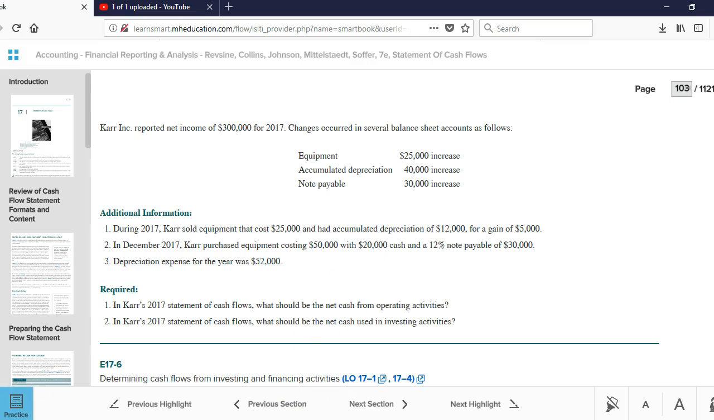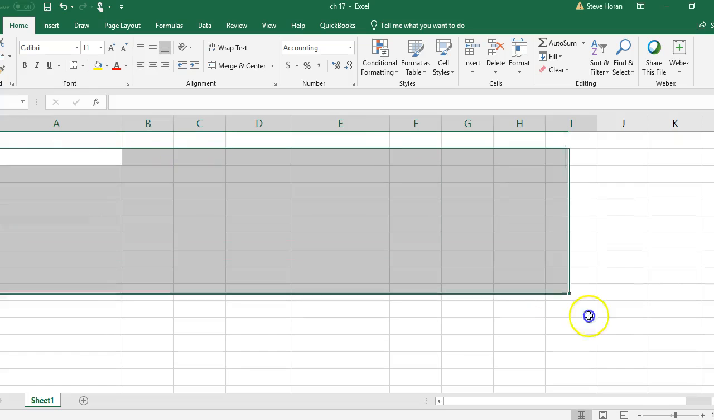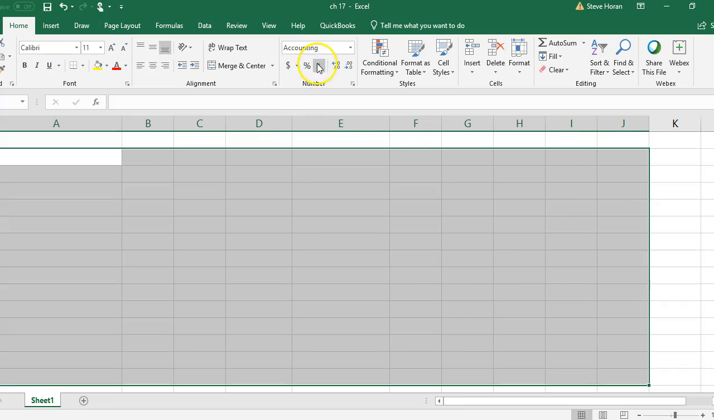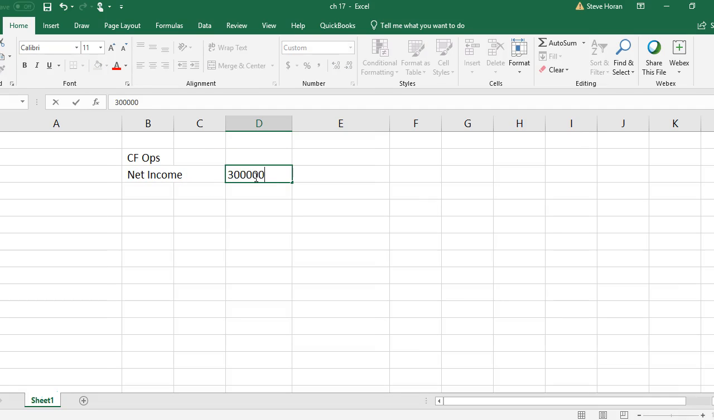Let's do the cash flow from operations first. Let me scroll down to a new area here. Let me format this. Okay, so let's do cash flow from investing, or I'm sorry, operating, cash flow from ops. Remember, we always start out with net income. That's always first. Okay, so that was $300,000. And then we make adjustments.